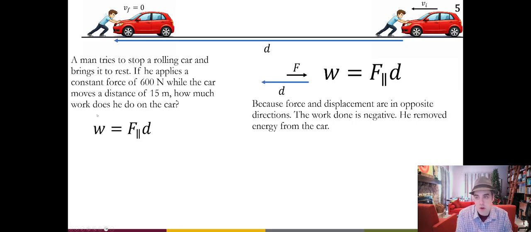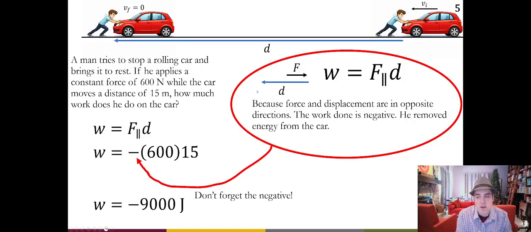So when we start off with our equation, the force here is 600 newtons and the displacement is 15. But because these are opposite directions, we get a negative sign here. So please don't forget this. You always got to look and see, is my work going to be positive or negative, and think about what direction the force and displacement is going to be. Then we can plug in our numbers here, 600 newtons for force and 15 meters, and we arrive at work of negative 9,000 joules. So he removed 9,000 joules worth of kinetic energy from the car by pushing it to a stop here.